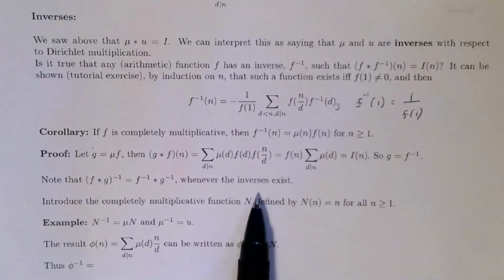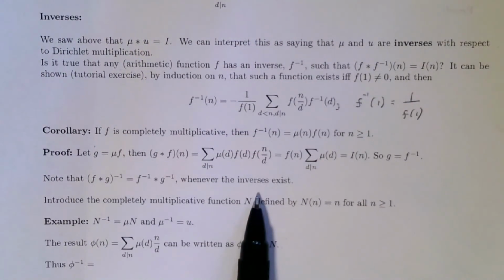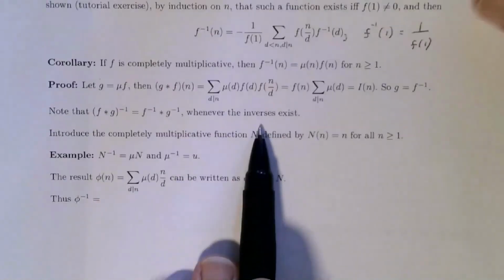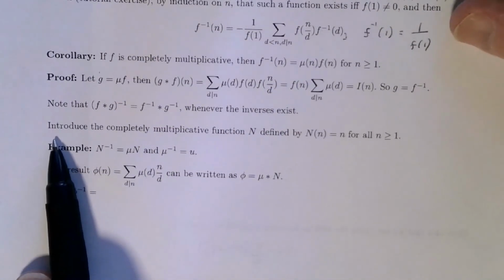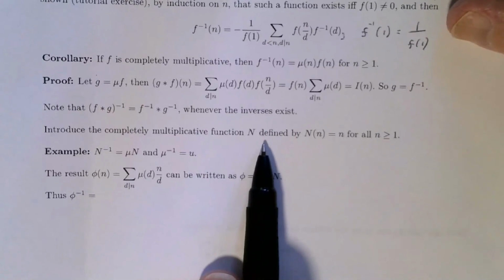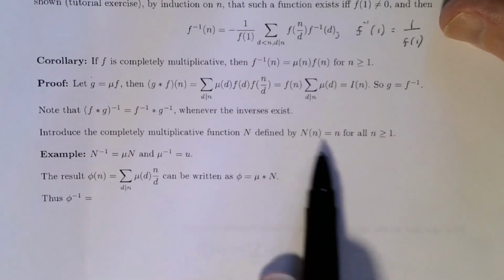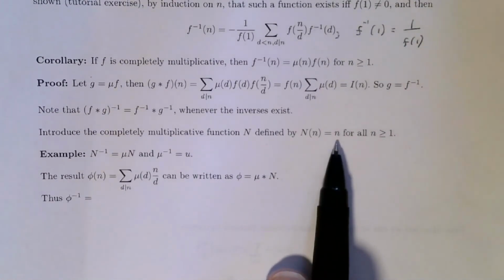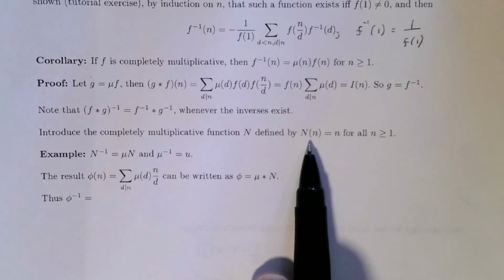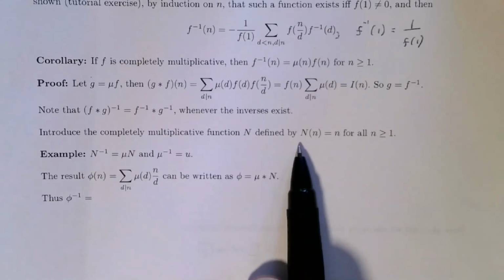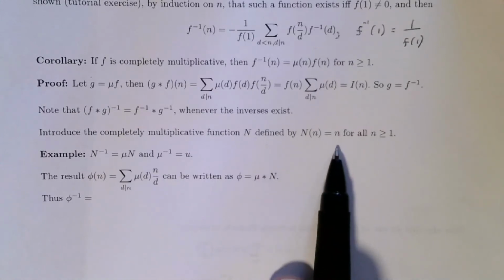Well, I'm going to introduce yet another of these arithmetic functions, and this one is an example of a completely multiplicative function. It's a capital N of n, and sends every number exactly to itself. So keep in mind the three different special functions we've had. We've had the identity, which sends everything to 0 except 1, which goes to 1. We've had the unit function, which sends everything to 1, and this capital N function, which sends n exactly to itself.